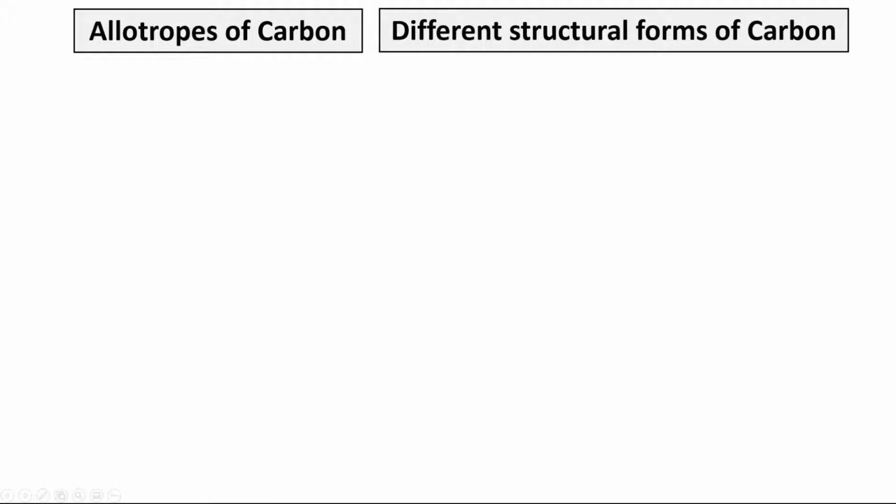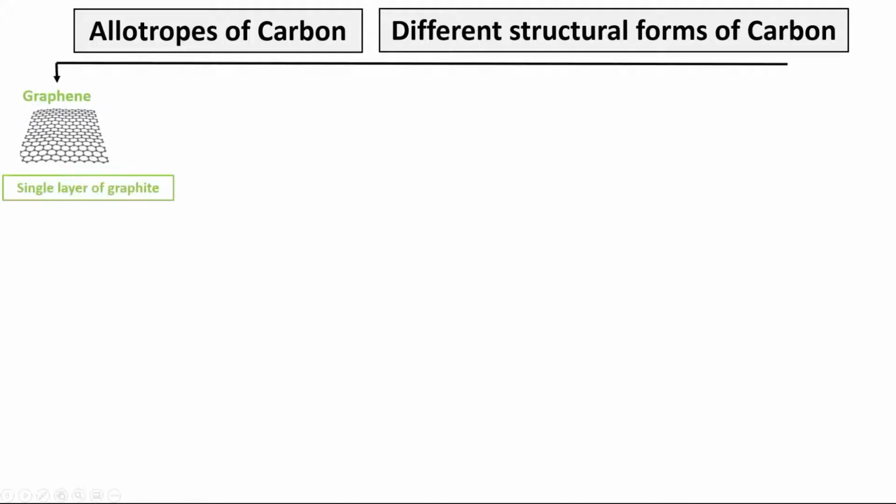Allotropes of carbon are different structural forms of carbon. In the exam you could be asked a question on any one of these examples. First, graphene is a single layer of graphite joined together in hexagons. Graphene is light and strong.